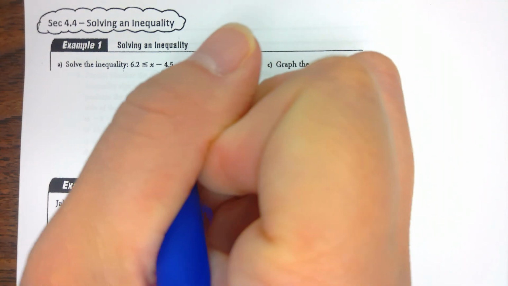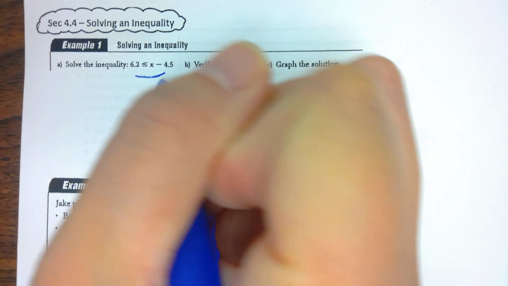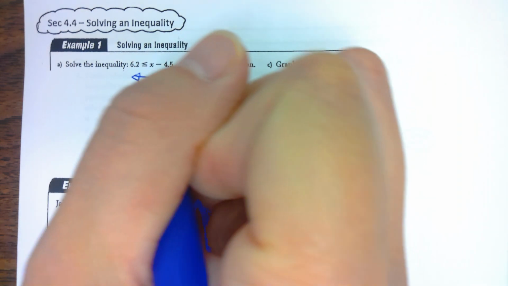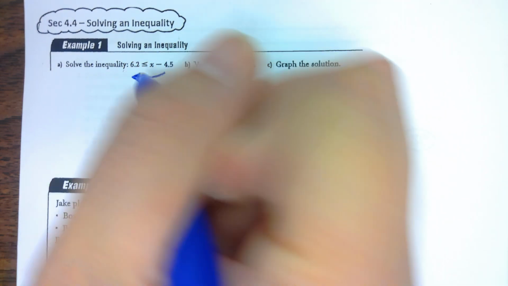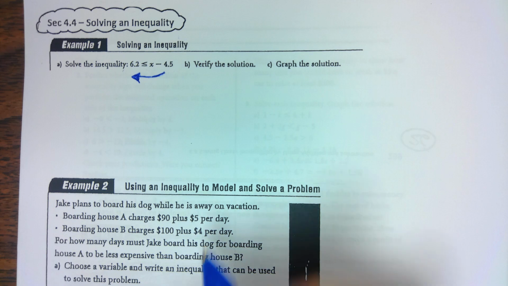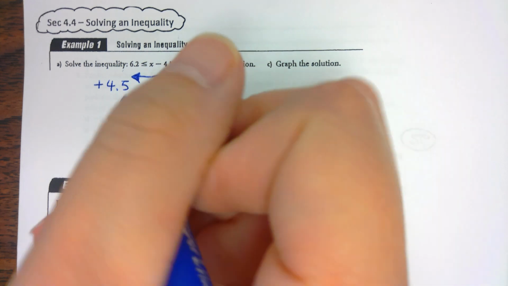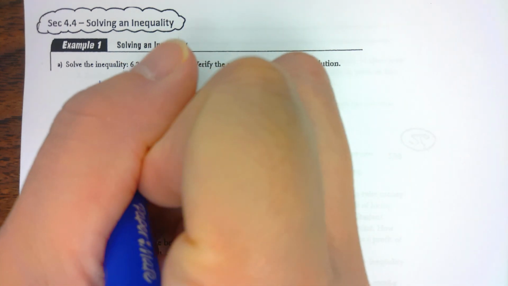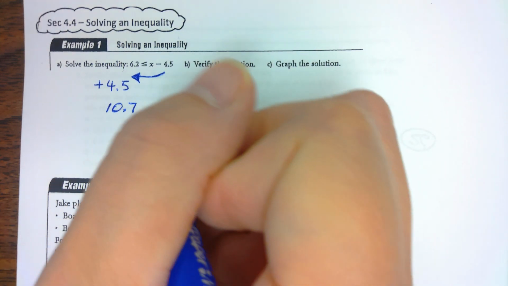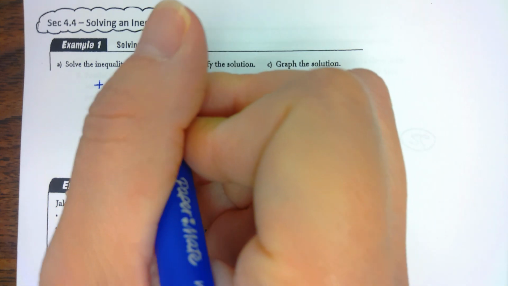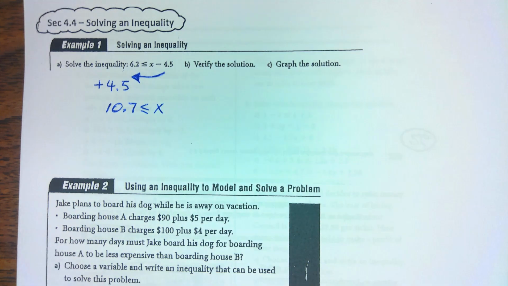All we have to do is move that negative 4.5 over. And when we move that negative 4.5 over, it becomes plus 4.5. So 6.2 plus 4.5, you get 10.7. Keep that inequality sign. And then on the right side, you just have x.